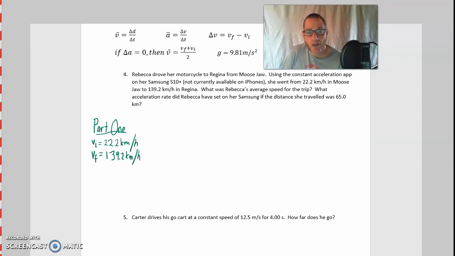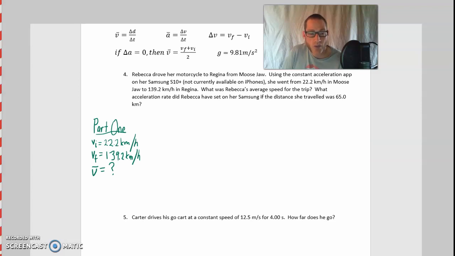And what are we trying to find out? It says what was Rebecca's average speed? So average speed is V bar, and that's the thing we're trying to find out. This is part 1. Now we could also write down the acceleration rate, and she traveled a distance of 65, but that's for later on. That's part 2, so we'll just ignore that for now.